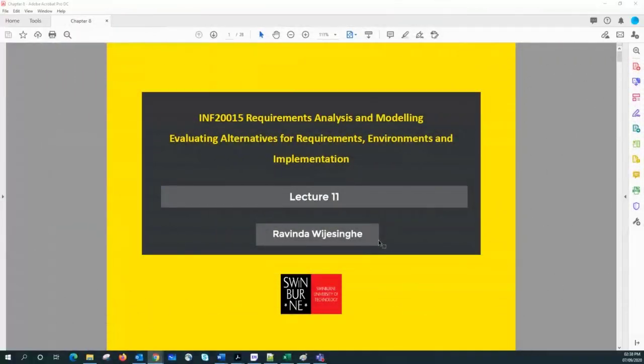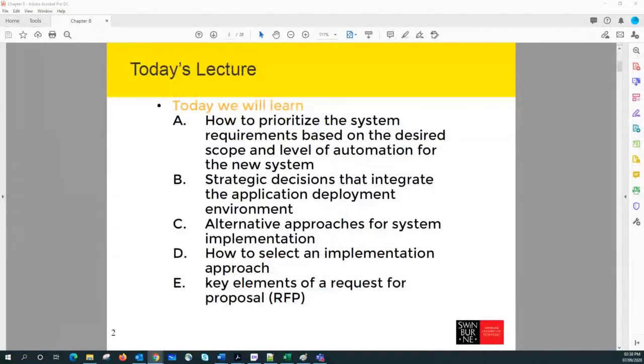Okay, today we are going to focus on lecture 11. This is regarding how we are going to evaluate the alternatives for the requirements, the environment and the implementation. These are the areas that we are trying to cover in today's lecture.